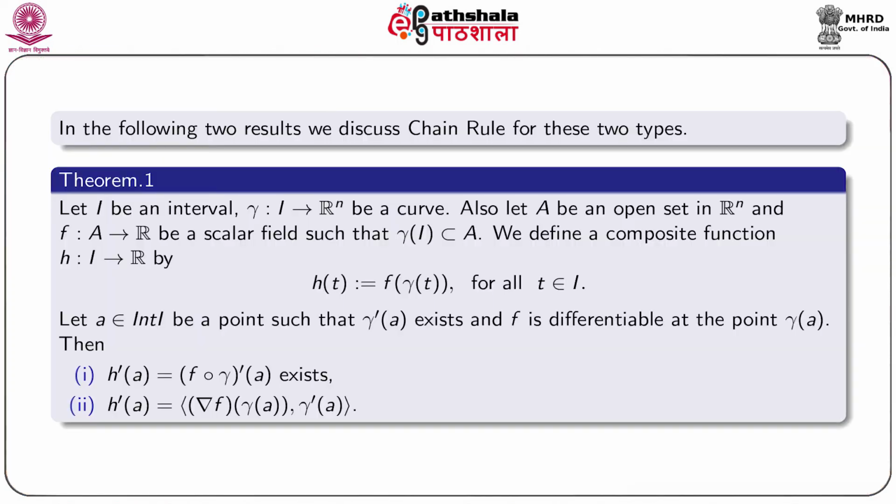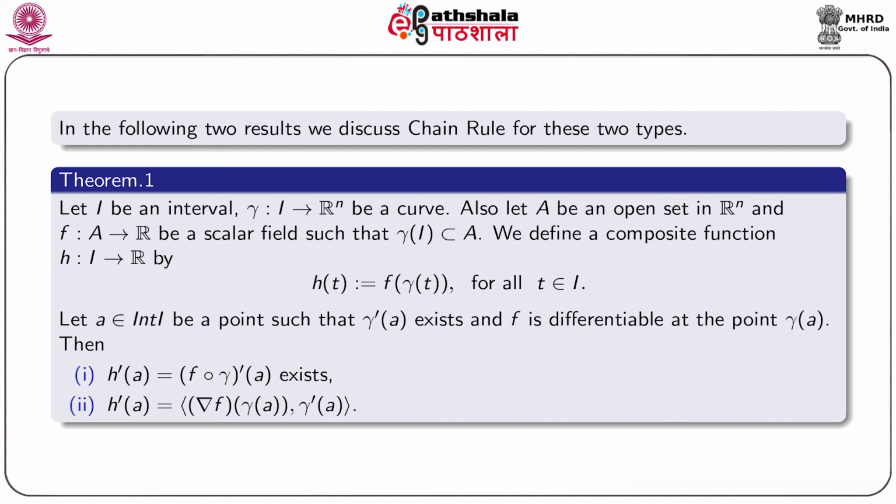We start our first result. Let I be an interval, gamma from I to Rn is a curve, that is gamma is a continuous map defined over I and its codomain is Rn. Also let A be an open set in Rn and F is a scalar field defined on the set A such that gamma I, that is trace of gamma, is contained in A. We define a composite function h from I to R by, for every t in I, h t equals f of gamma t.